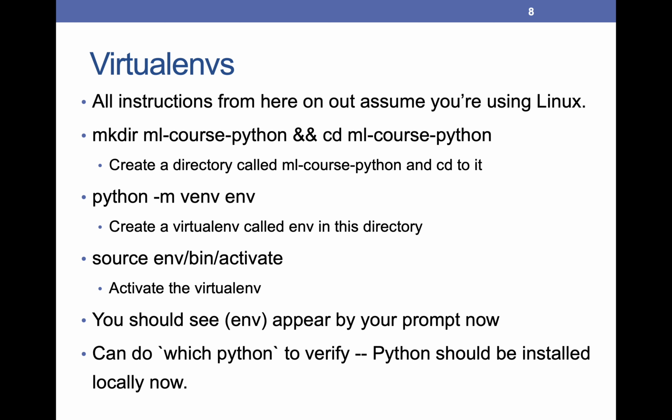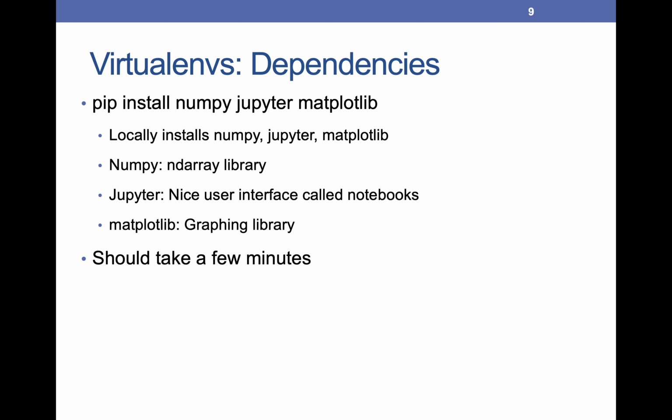Then you're going to want to activate it, and you activate it by saying source env/bin/activate. You can also say dot instead of source. This will load things into your path. It will change how your shell works in a reversible way, and you should now see env in parentheses appear to the left of your shell prompt. You can say which python to verify. Python should be installed locally rather than globally, so it shouldn't point to, say, /usr/bin. It should point to your directory, env/bin/python, or something along those lines.